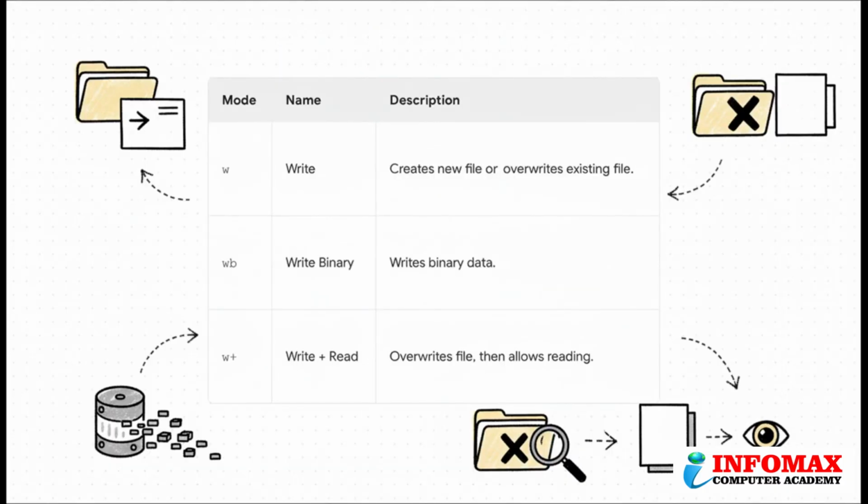You can see the pattern here pretty clearly. W will create a file if it's not there, but, and I really can't say this enough, it will completely nuke the contents of a file that is there. WB is the exact same story, just for binary data. And W+. This one's a bit of a weird one. It overwrites the file first and then lets you read from that new empty file. So yeah, you've got to be really careful with these.